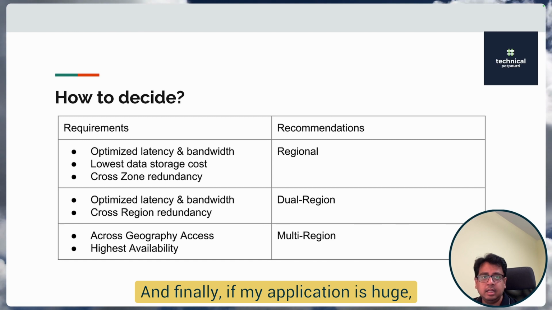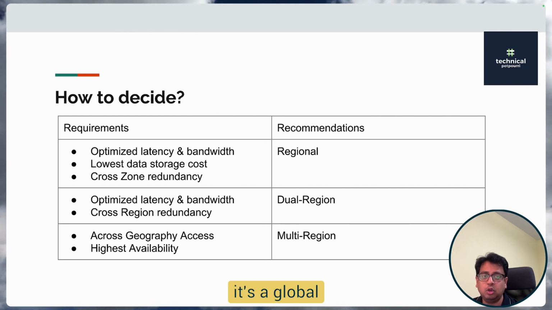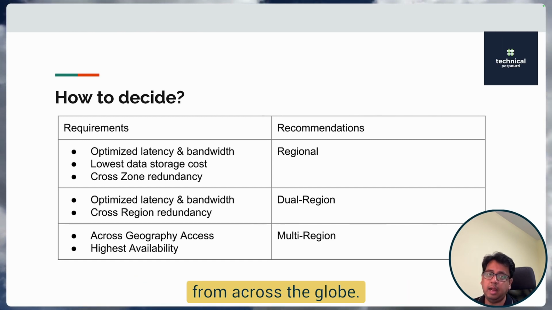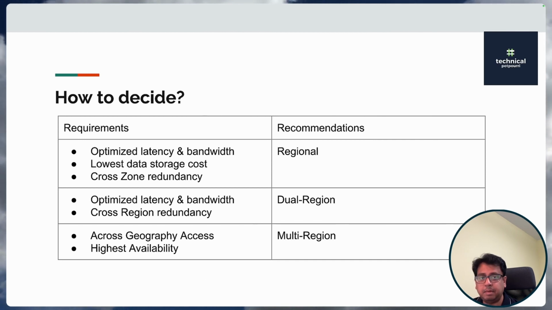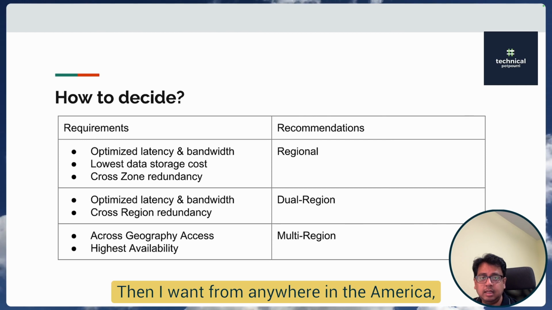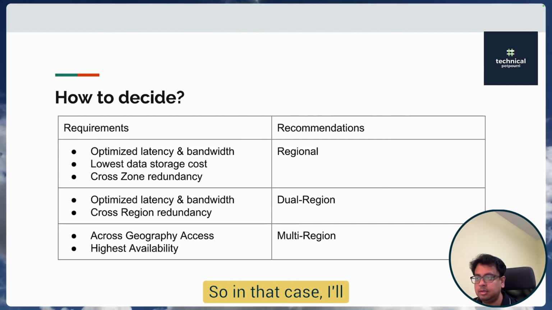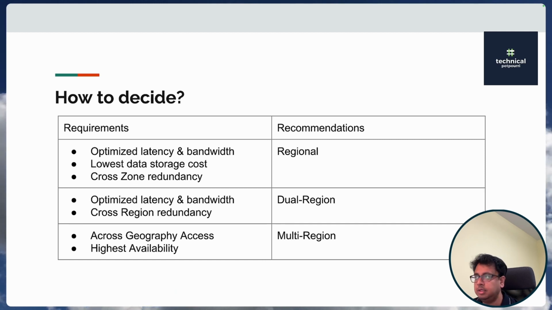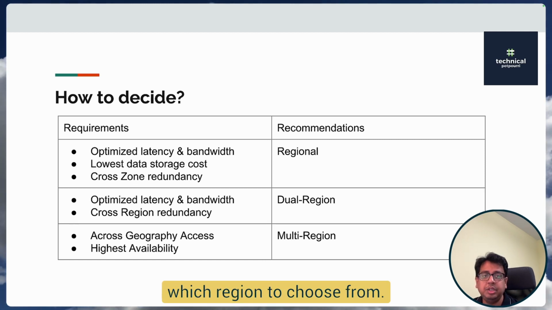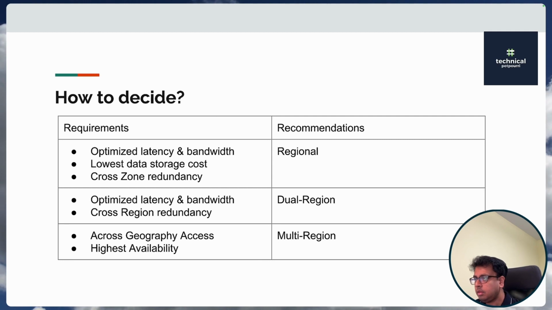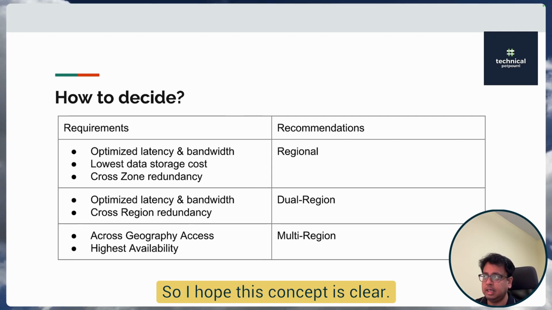And finally, if my application is huge, it's a global application, data can be accessed from across the globe, but still I want the highest availability. In that case, I'll go with the multi-region. Then from anywhere in America, my data will be accessed. So in that case, I'll go with the multi-region. This is how you will decide which region to choose. Okay, so I hope this concept is clear.